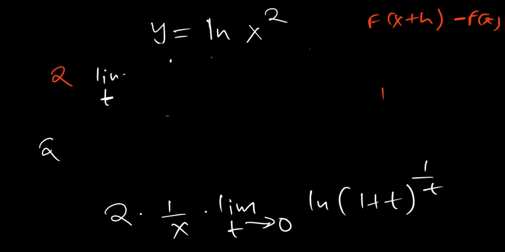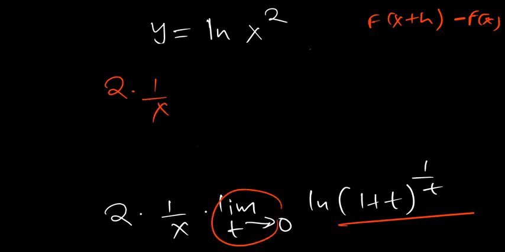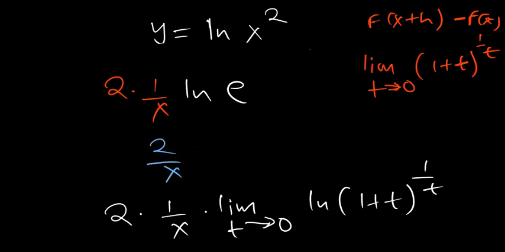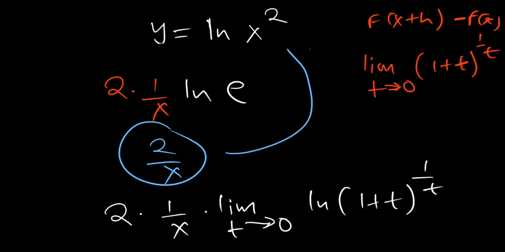So we can see again that what we have can actually give us 2 times 1 over x. This part here is able to give us e, right? We said the limit as t approaches 0, whenever you have 1 plus t raised to the power 1 over t, that's equal to e. So we're going to have the natural log of e, and you know that's equal to 1, so you remain with 2 over x, which is the answer that you expect when you differentiate that logarithm directly.